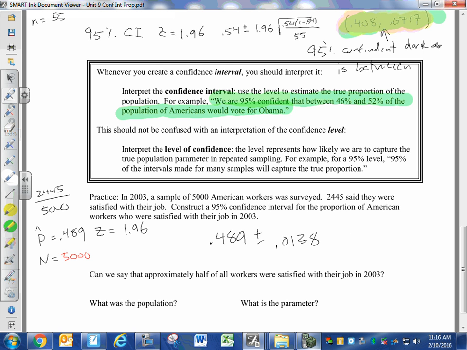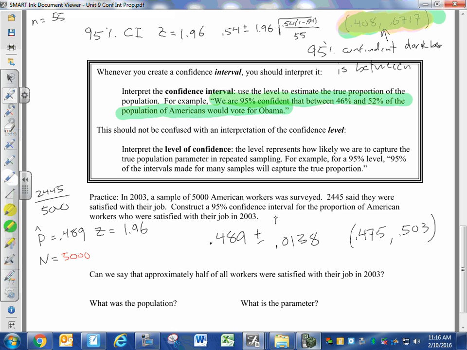And make sure you do this in order. The 0.489 plus this value, that's your high. 0.489 minus the value, that's the low. And we got 0.475 and 0.503. That's just what I got when I plugged it into this.